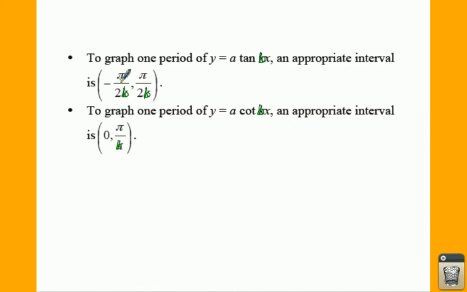would be negative pi over 2b, comma, pi over 2b. If you want to do the same thing with a cotangent, then your interval would be 0 to pi over b. And we'll get into cotangents here in a little bit.